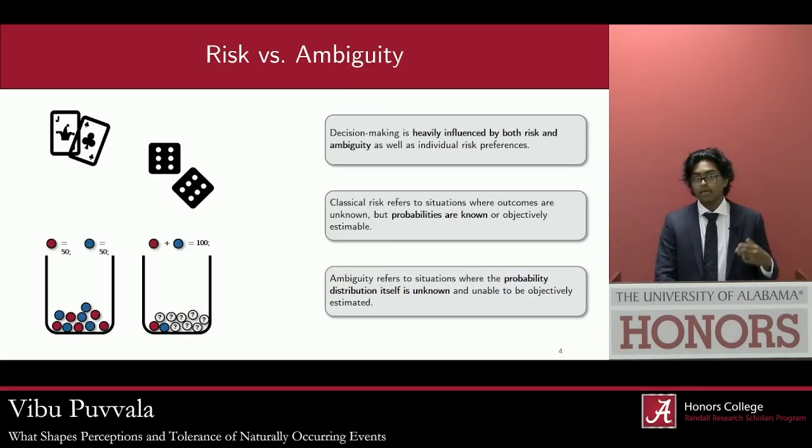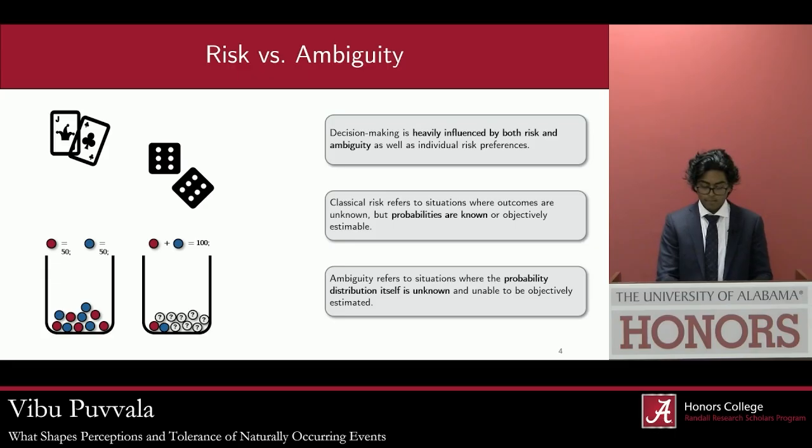And so this risk and individual risk preferences alongside risk and ambiguity directly influence decision making. Now you may be asking yourself, well, what is ambiguity? Risk, or classical risk in this case, refers to situations where outcomes are unknown, but probabilities are known or at least able to be estimated in some objective way. A classic example of this is a coin flip, but also most games at a casino: blackjack, craps, roulette.